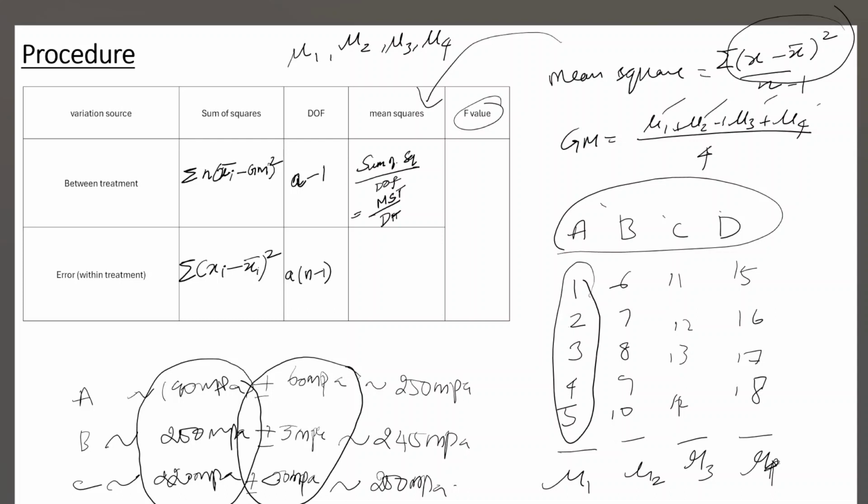So now we have to do the mean square. Just divide the sum of squares by the degree of freedom, and what you will get is what people call MSE, the mean square error, which is the sum of squares divided by DFE, the degree of freedom associated with the error. So now we have got the mean square for the error, and we have got MST.